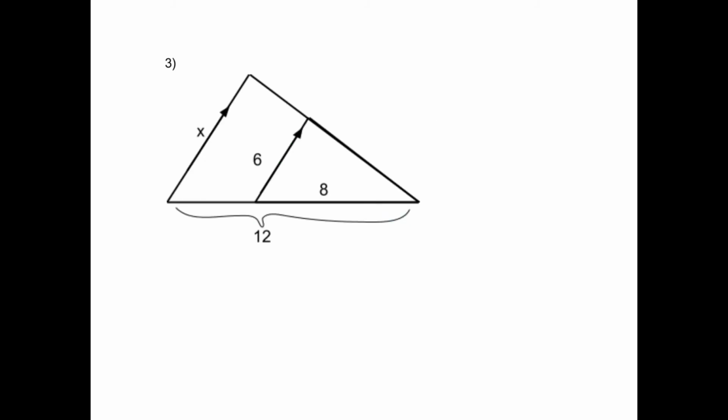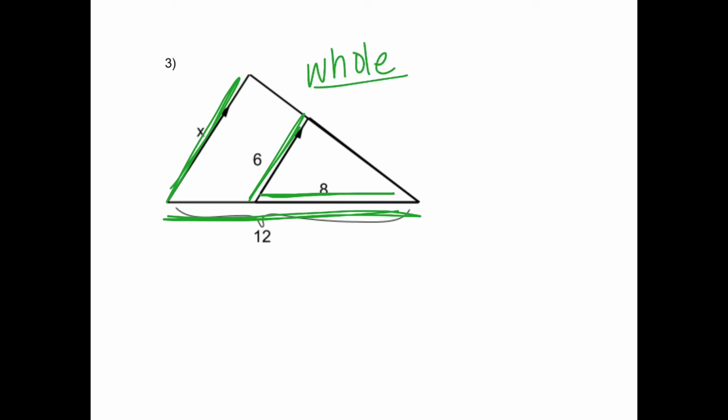So again, when we're starting these problems, we're going to analyze what information is given to us. This x is a whole side, this 6 is a whole side, the 12 is a whole side, and the 8 is a whole side. There's no question in this one at all. All of the given information is whole. So we are going to use the comparison of the small triangle to the big triangle.